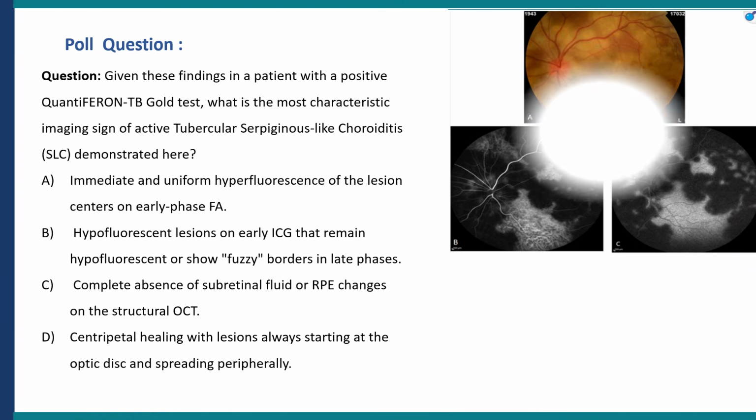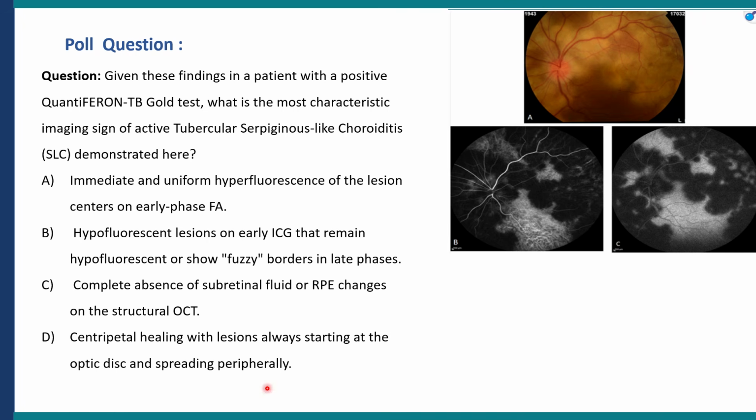Now, this is another bullet question. Provided this patient has a positive test for QuantiFERON, what's the most characteristic imaging sign for active tuberculous serpiginous-like choroiditis? Now, the diagnosis is given that this is a case of serpiginous-like choroiditis. He's asking about the fluorescein and ICG features of this condition.